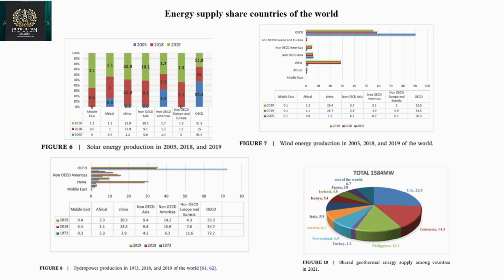Figure 8 indicates hydropower energy supply share by regions of the world in 1973, 2019, and 2018: Middle East, Africa, China, non-OECD Asia, non-OECD Americas, non-OECD Europe and Asia, and OECD. And also, Figure 10 indicates geothermal energy supply by countries of the world in 2021: United States of America, Indonesia, Philippines, Turkey, New Zealand, Mexico, Italy, Kenya, Iceland, Japan, and the rest of the world.